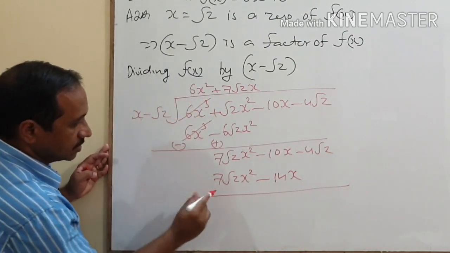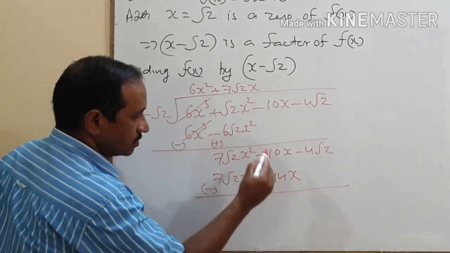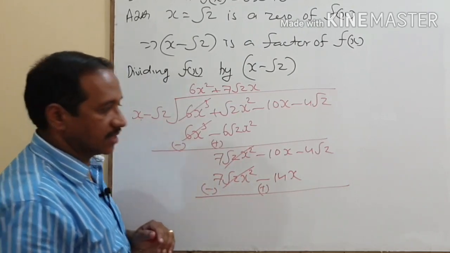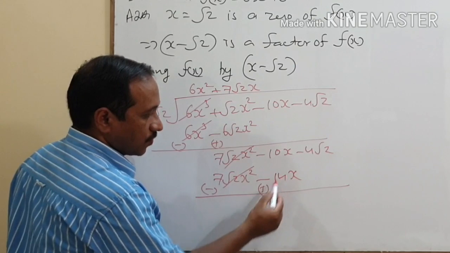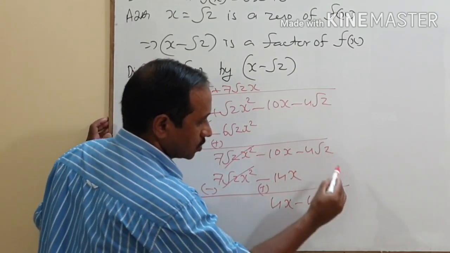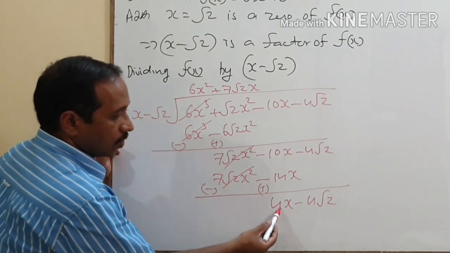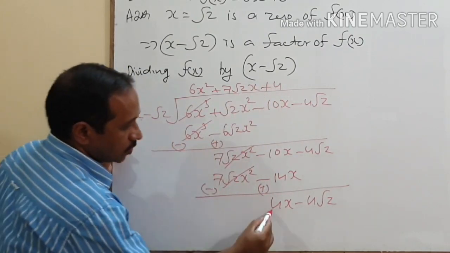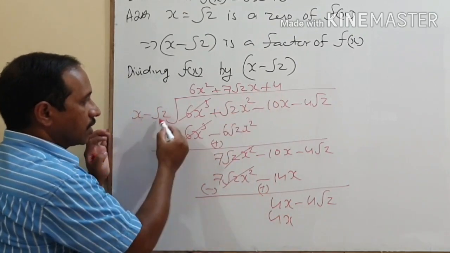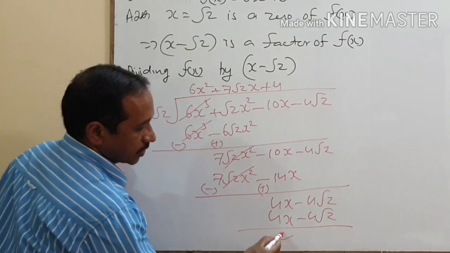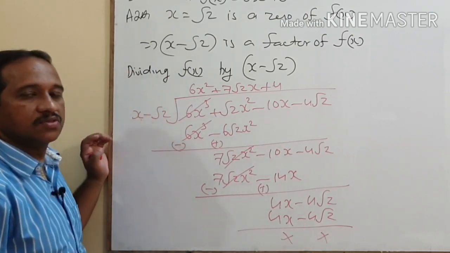Now subtracting by changing the sign. 7 root 2 x square minus 7 root 2 x square will be cancelled. 10x plus 14x is 4x. Then minus 4 root 2. 4x by x is plus 4. 4 into x, 4x. 4 into minus root 2, minus 4 root 2. So you can see the remainder will be 0.